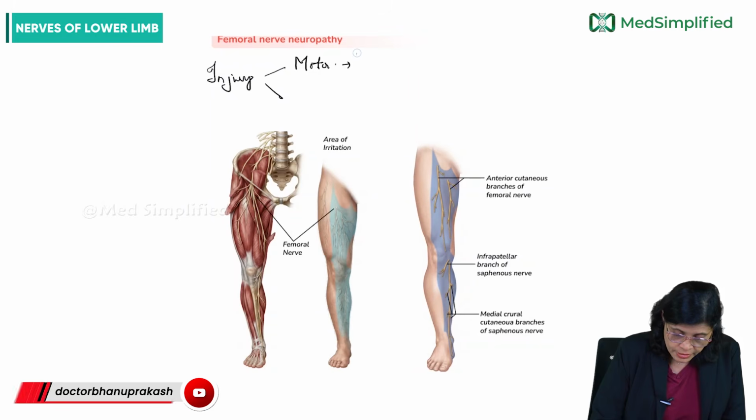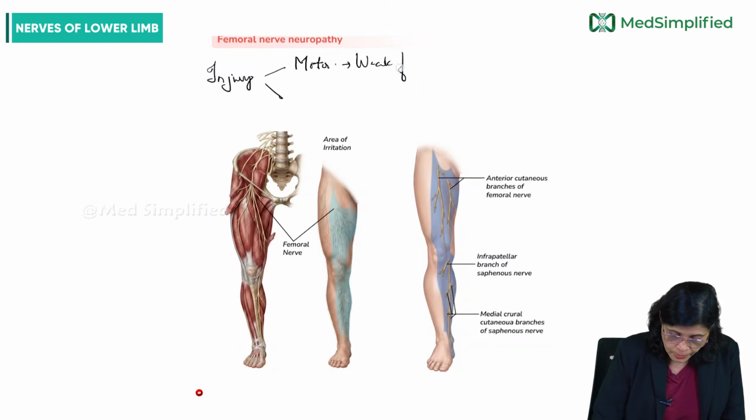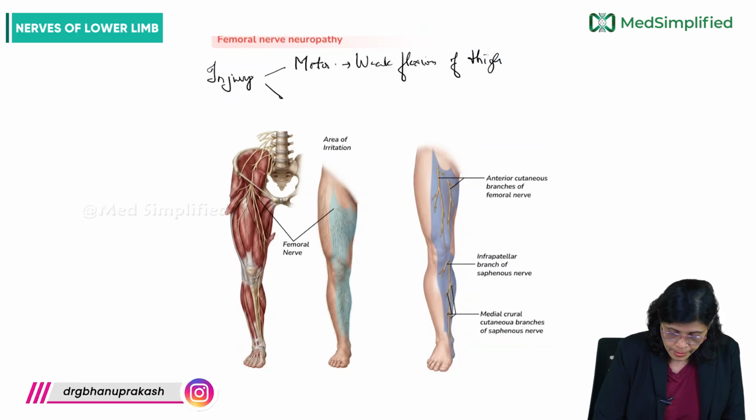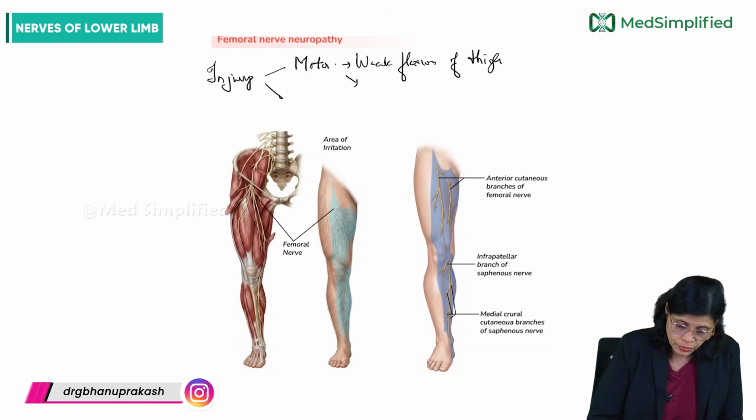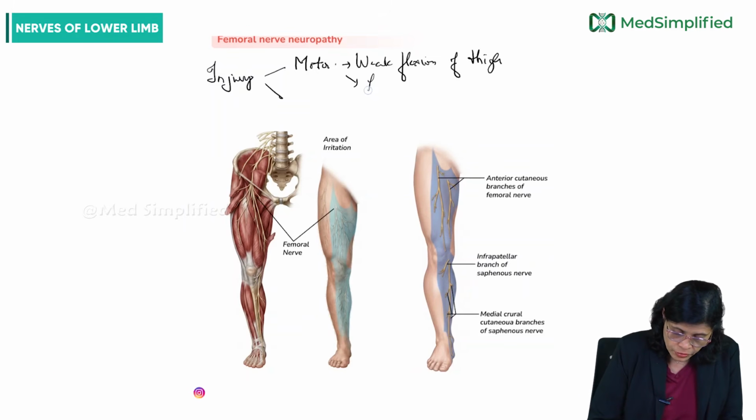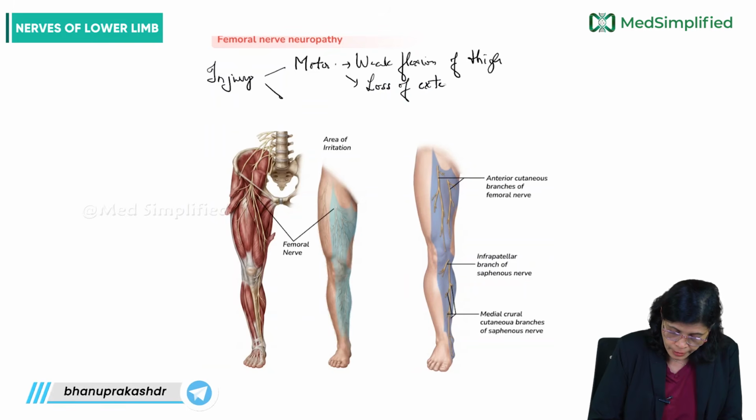So there is weak flexion of thigh, and the next will be the inability to extend the knee, because the quadriceps femoris is paralyzed. So there will be loss of extension of the knee.